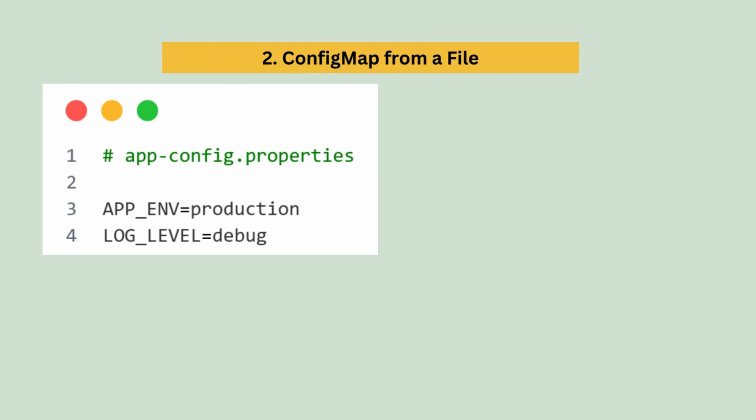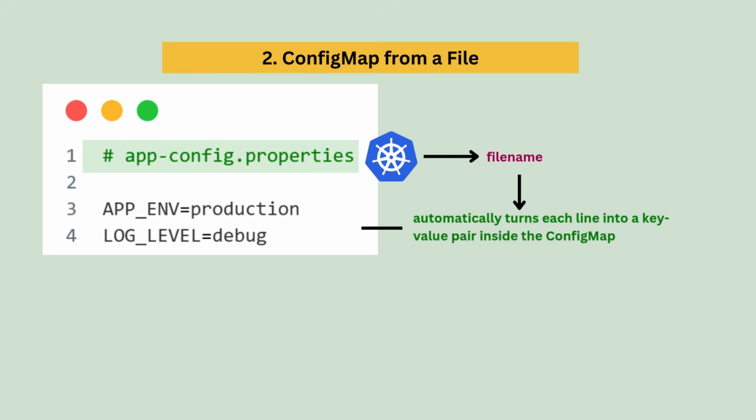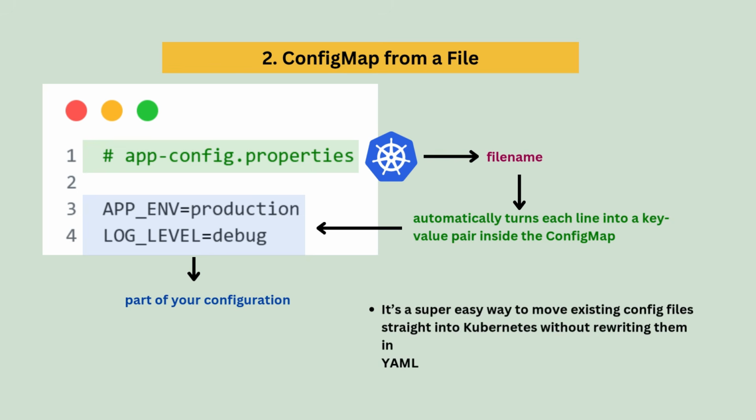Next, let's understand how we can create a config map from the existing file. Suppose you have a config.properties file. Here, the key idea is that Kubernetes takes your file and automatically turns each line into a key value pair inside the config map. So, whatever you have in the file becomes a part of your configuration. It's a super easy way to move existing config files straight into Kubernetes without rewriting them in YAML.